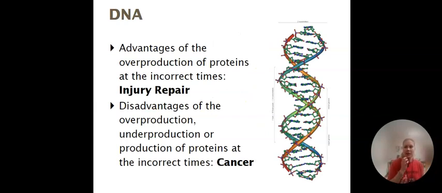So the advantages of producing proteins at the right time is that you can repair damage to cells. The disadvantage to having the wrong number of proteins is cancer, which is when a cell is dividing uncontrollably, or when a cell is just dividing when it's not supposed to be dividing.